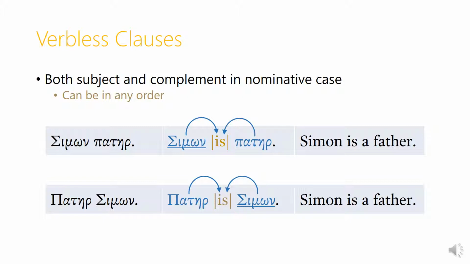Simon is pater, a father. So you can see how word order really can be reversed, inverted, turned around without a lot of change in meaning, except with a few rules that we have to stick to, like the definite article coming before its noun.